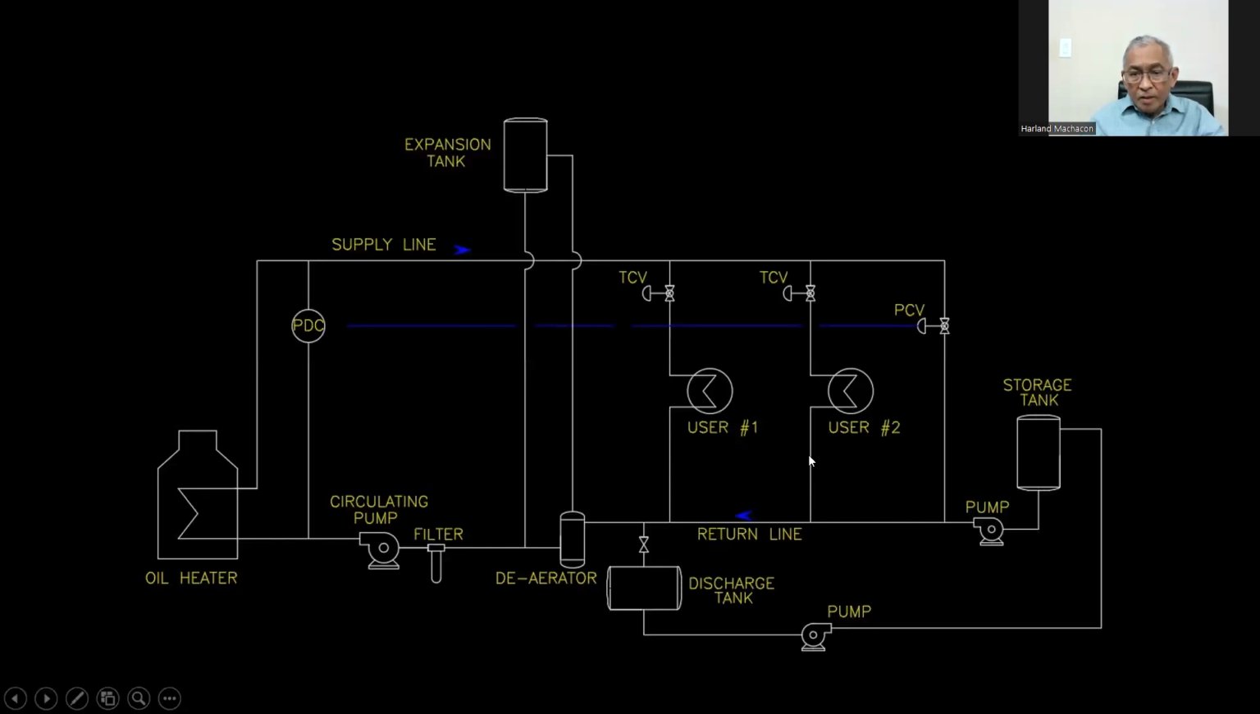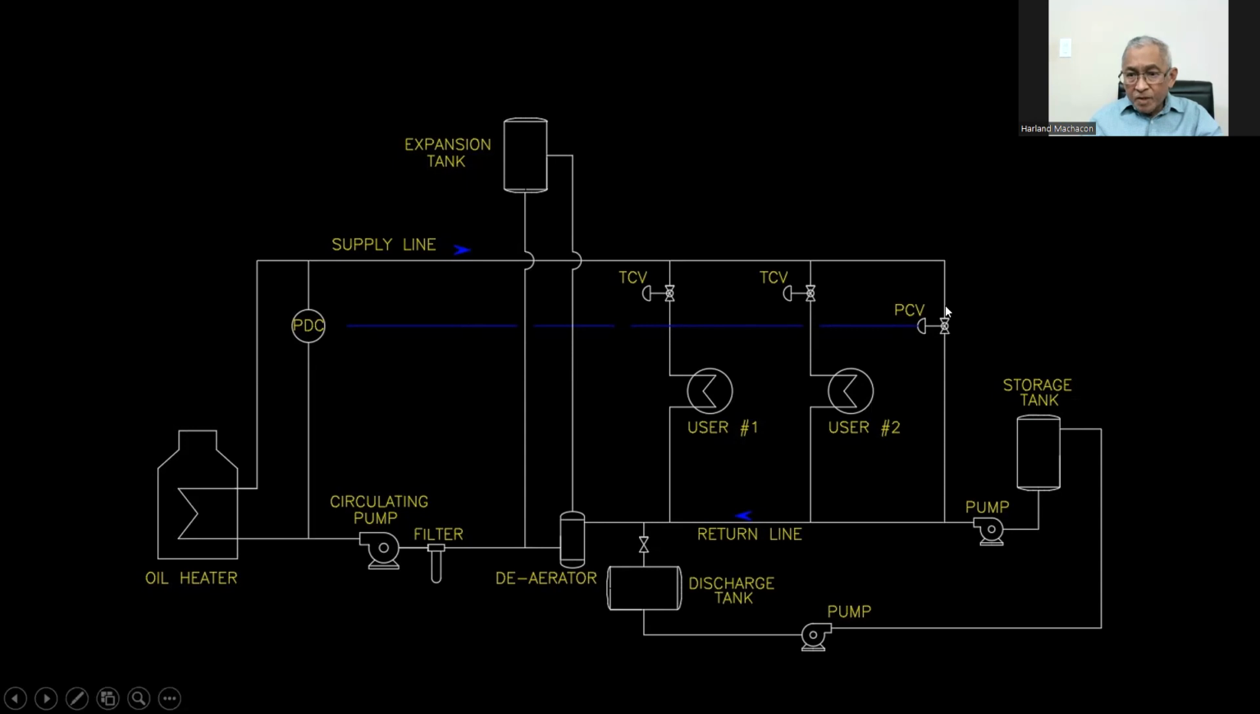User number 1 and user number 2. This is the supply line. And it goes back to the return line here, back to the filter, and then the circulating pump, which moves the fluid through the oil heater. So it circulates in this way here. And then we have your deaerator here, filter, circulating pump, and oil heater, and back.